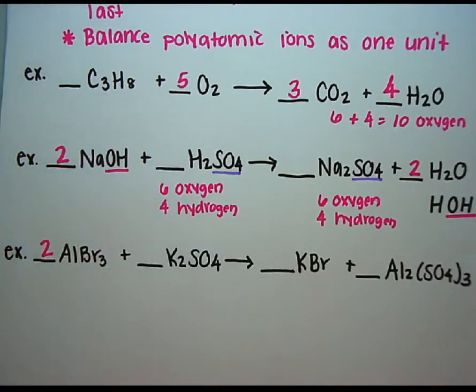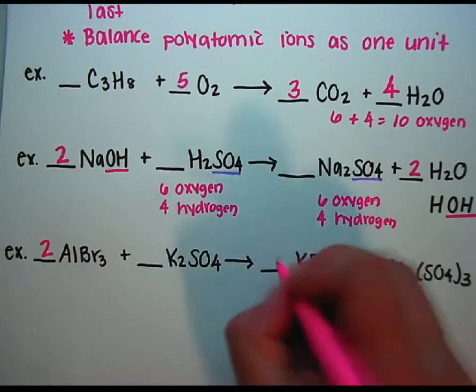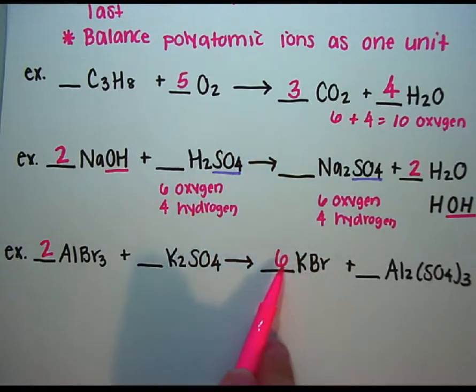Once you place your first coefficient, let it lead you. What I mean by that is once we balance the aluminum, that now changed the number of bromines. So next, let's go balance bromine. 2 times 3 gives me 6 bromines. So I can put a 6 here and that would give me 6 bromines.